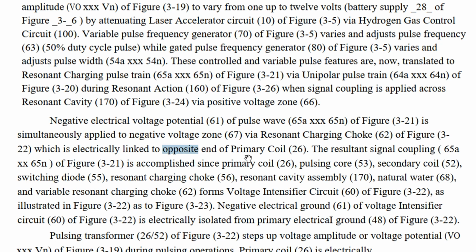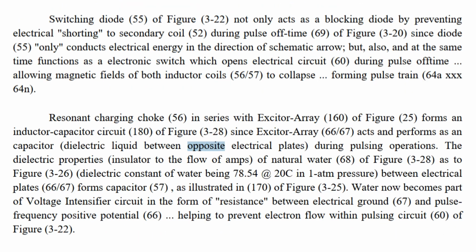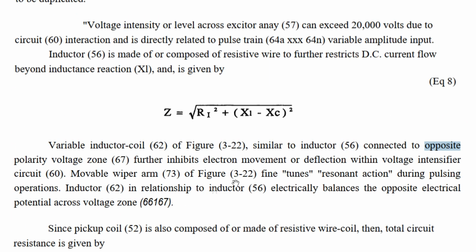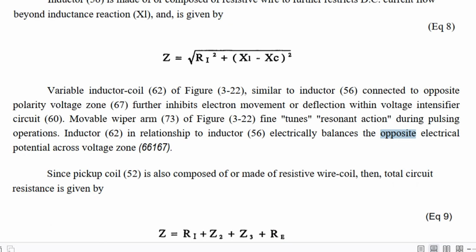Negative electrical voltage potential is simultaneously applied to negative voltage zone via resonant charging choke, which is electrically linked to opposite end of primary coil. Resonant charging choke in series with exciter array forms an inductor capacitor circuit. Variable inductor coil, similar to inductor, is connected to opposite polarity voltage zone. Movable wiper arm fine-tunes resonant action during pulsing operations. Inductor, in relationship to inductor, electrically balances the opposite electrical potential across voltage zone.